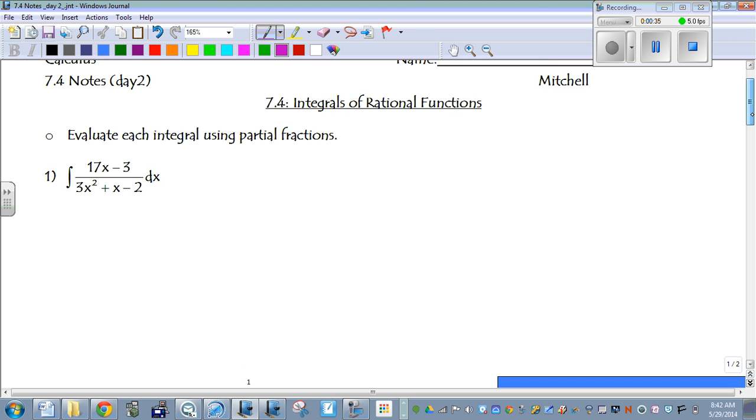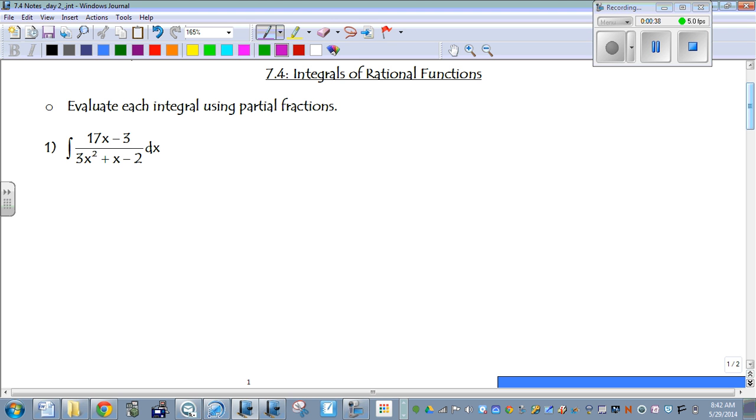Starting off here, we're just going to do what we were doing yesterday, and then after we figure that out, take a few steps to integrate what we end up with. So we have 17x minus 3 over, we can factor this, we're going to have two binomials, one with 3x, one with x. And we end up with 3x minus 2 times x plus 1. And we get 3x squared plus 3x minus 2x minus 2. That works out here. So we end up on the right side with two rational expressions, one with a denominator of 3x minus 2 and one with a denominator of x plus 1.